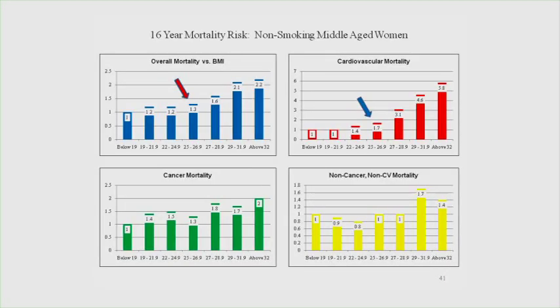Now, we say 25 is normal, but it really isn't. If we look at long-term mortality in non-smoking middle-aged nurses, if you've got a BMI of 25 versus a BMI of around 19 or 20, you're still 70% more likely to die of cardiovascular disease. So we say 25 is normal, that's okay. You're 30% more likely to die overall and 70% more likely to die of cardiovascular disease.